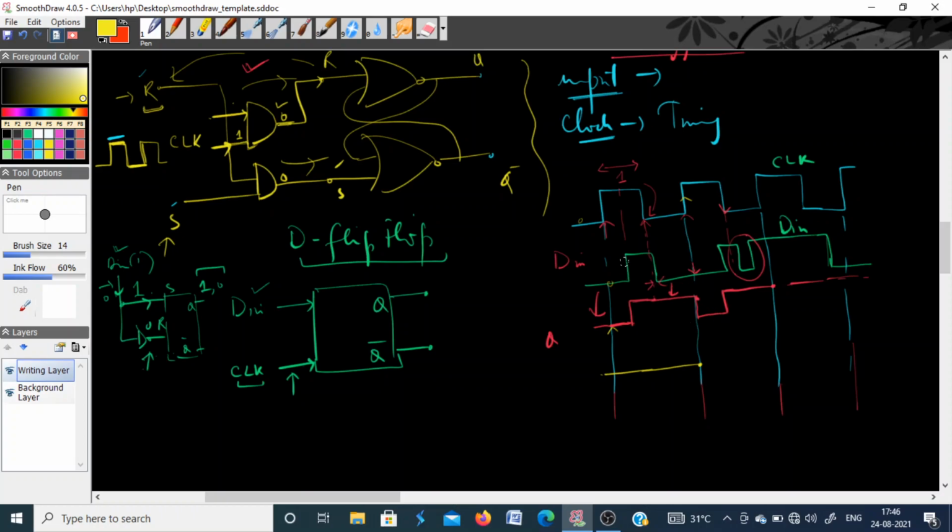If it is positive edge triggered, whenever the transition is from logic 0 to logic 1, your output will change. If it is negative edge triggered, when the pulse goes from logic 1 to logic 0, your output will change.